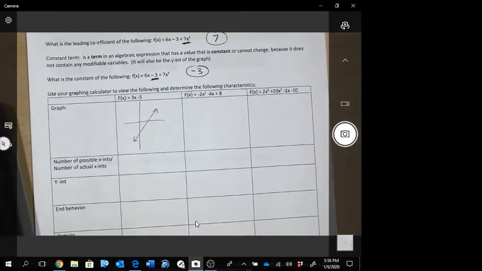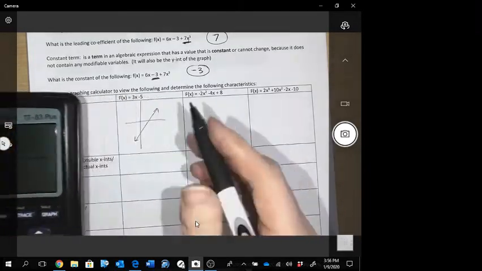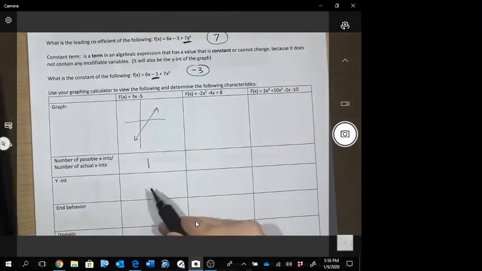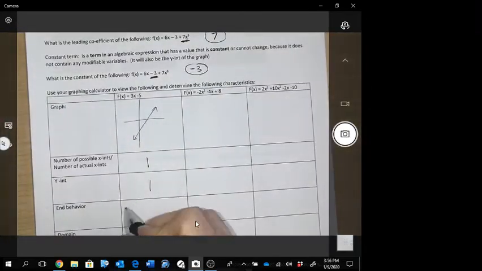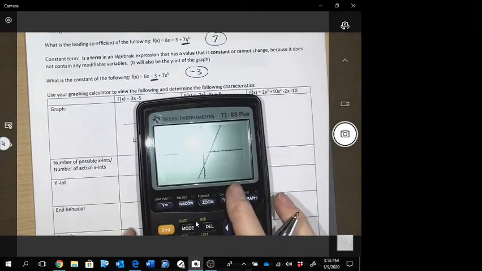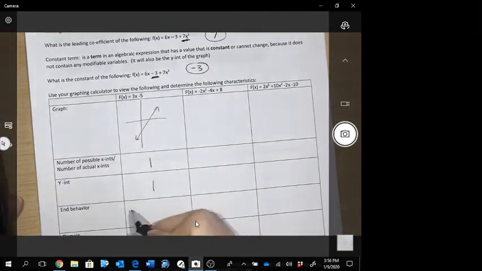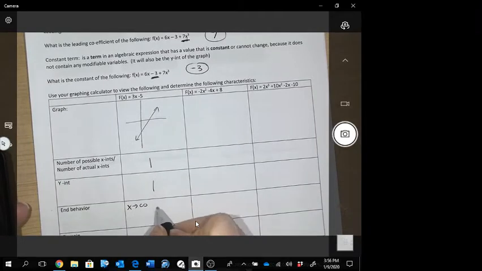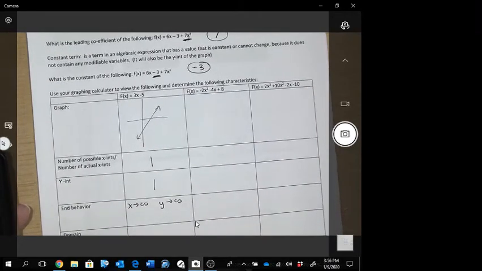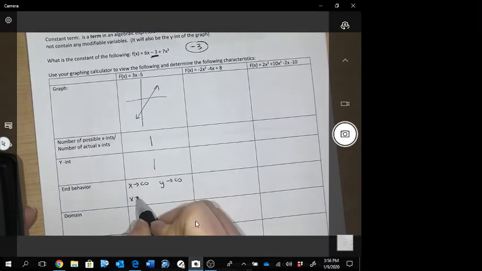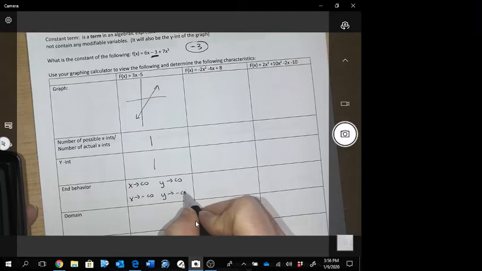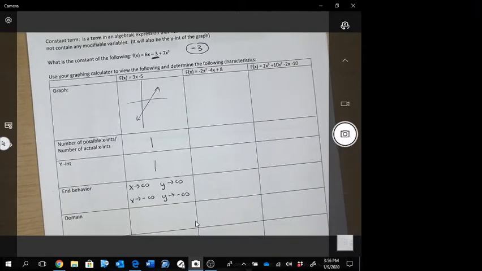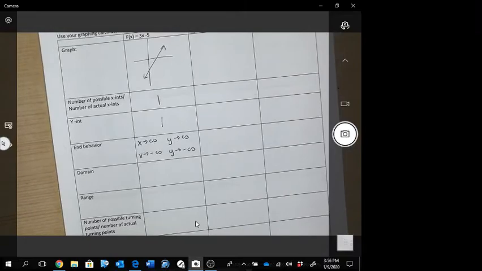The number of possible x-intercepts, so we have one x-intercept. Y-intercepts, just one. End behavior, so you can see as we move to the right, we go up. So as x goes to infinity, y goes to infinity. As x goes left, y goes down. So I'm using infinity and negative infinity to represent left, right, up, and down.